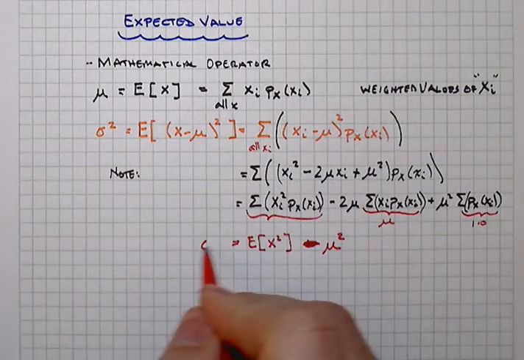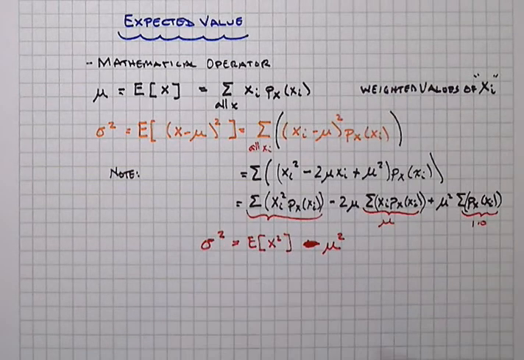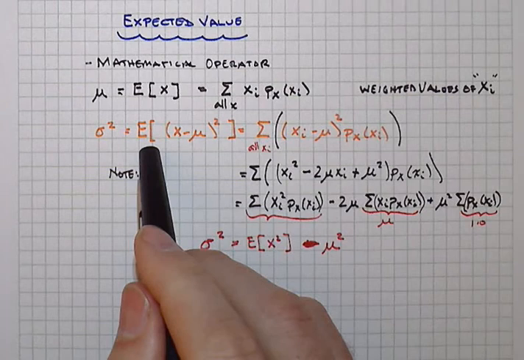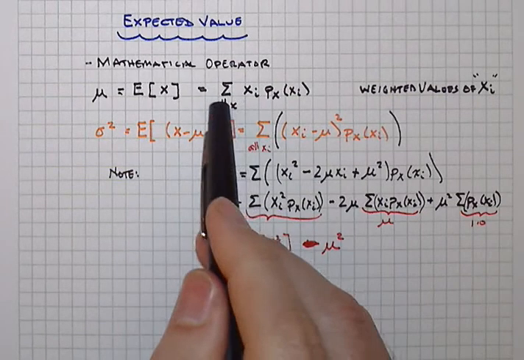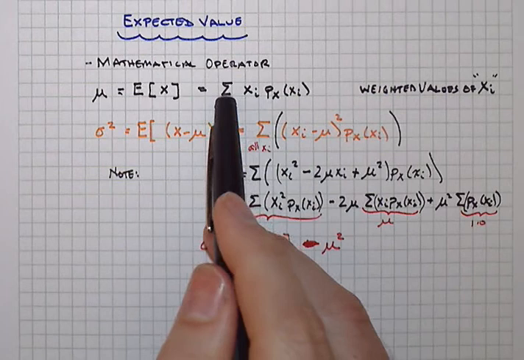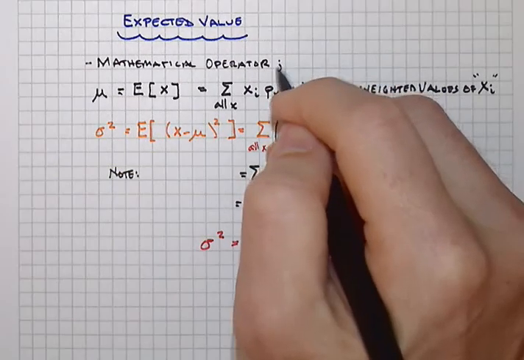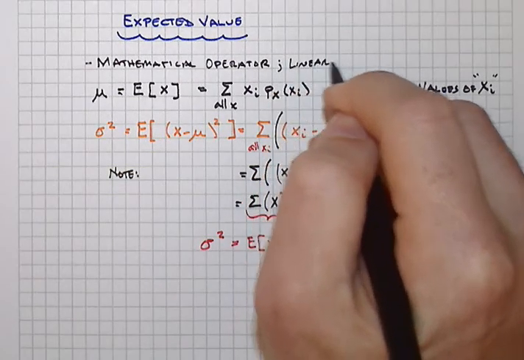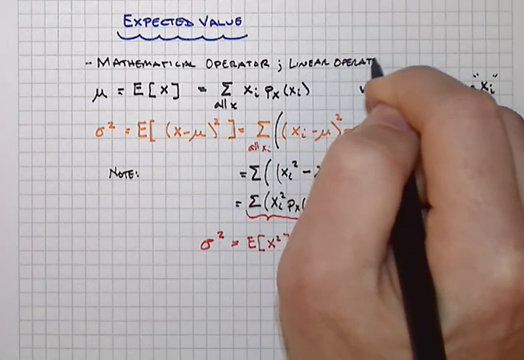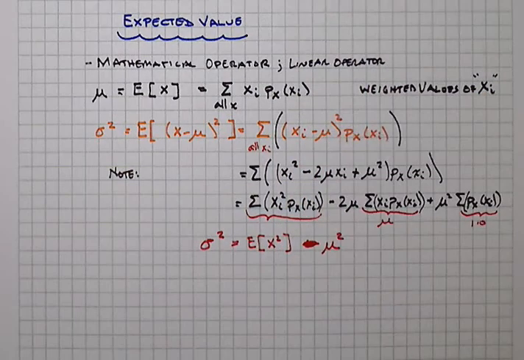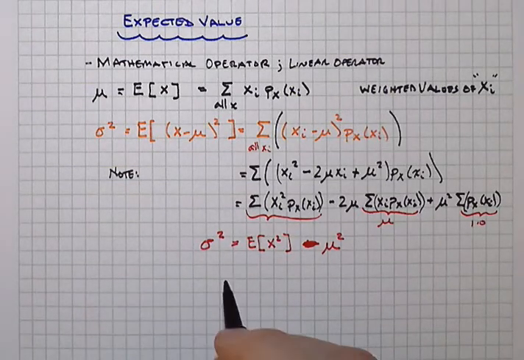And that is going to be a very useful identity down the road. It also illustrates how the expected value, in this discrete random variable sense, is equal to a sum, a series, and that's a linear operator. So expected value itself is not only a mathematical operator, it is a linear operator. Okay? That's important.